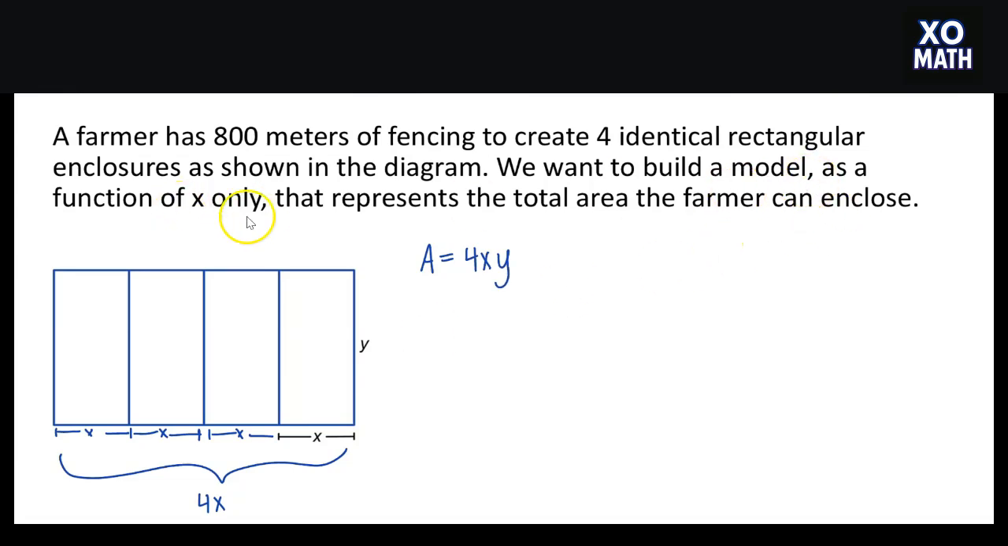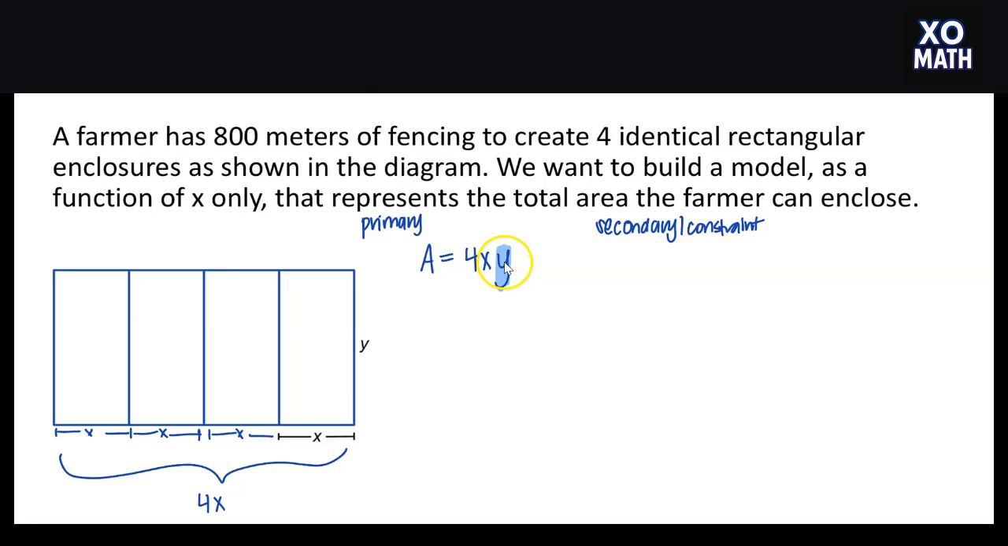Well, we wanted a model that's a function of x only, meaning that we want to eliminate the y variable. And that's where we're going to need a secondary equation, sometimes called a constraint equation. So this right here we would call the primary equation that we're being asked for, and then we're going to need a secondary or a constraint equation that will allow us to rewrite y as a function of x.